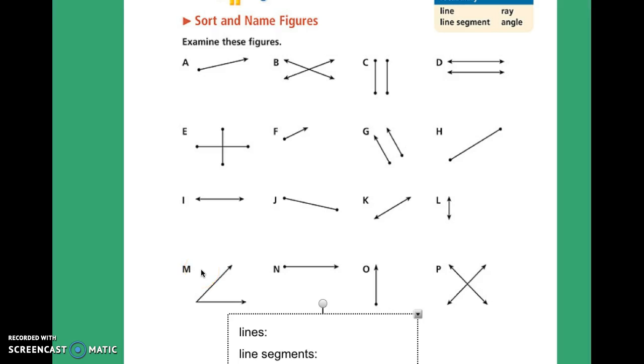All right, on this page, we're going to sort and name different figures. So first we're looking for examples of lines. Remember, lines go on forever, and they're usually represented with arrows on either side. So we're supposed to choose all the letters that have examples of lines. So let me do a couple of them here. B has a line on it. Let's see what else. How about D? They go on forever.